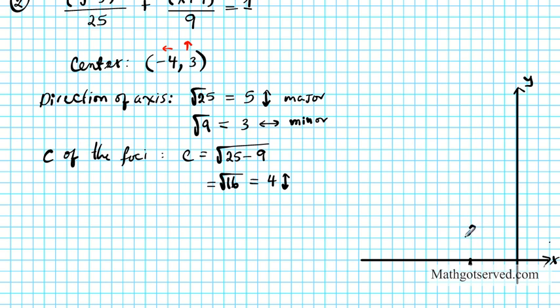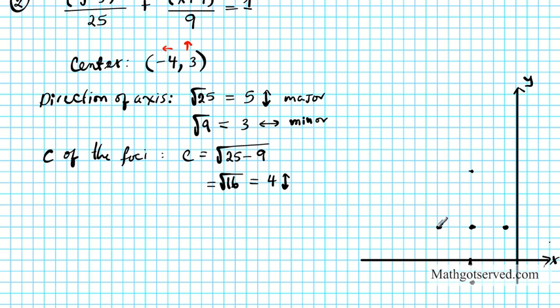Alright? And then we're going to go 5 units up and down. 1, 2, 3, 4, 5. That's the high point. And then 1, 2, 3, 4, 5. That's the low point. And then 3 units side to side. 1, 2, 3 to the right. And then 1, 2, 3 to the left. Okay? So these are the points that define my ellipse.